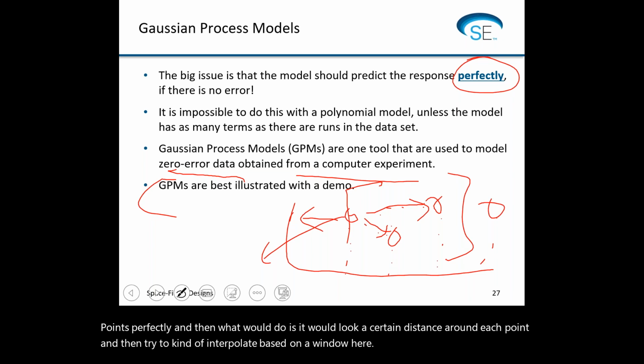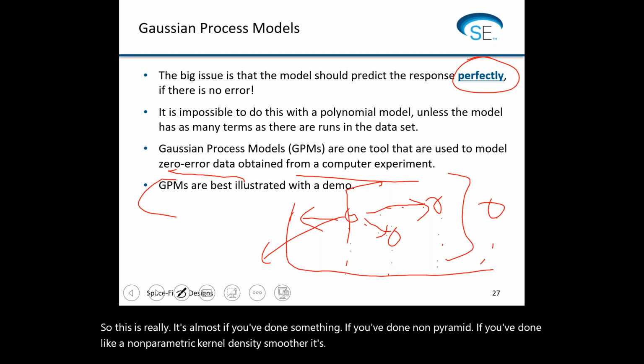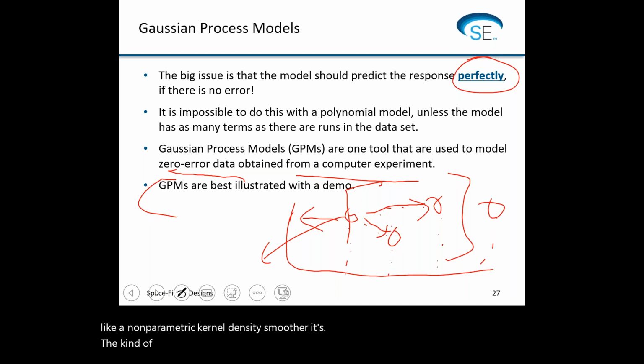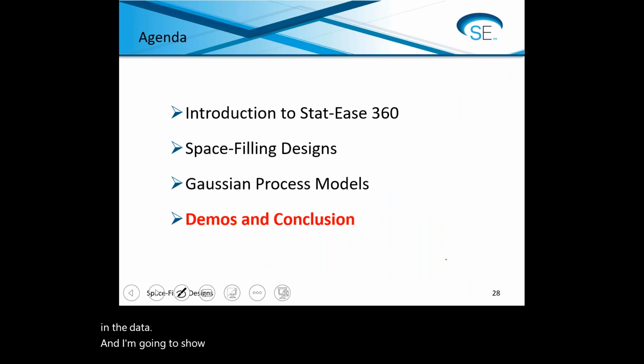If you've done something like a non-parametric kernel density smoother, the essence is the same, although the math and the mechanics behind it are different. So it's essentially almost like a weighted average type of smoother that you're using on the data. And I'm going to show this here in the demos.